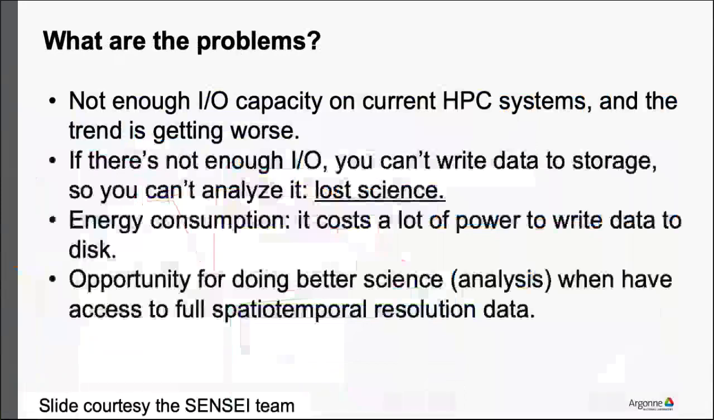So a few bullet points here, also mentioning these things, right? The first bullet point is that there's not enough I/O capacity, and the trend is getting worse. The problem of limited I/O is that you cannot write all the data that you're computing, right? And that may mean lots of science. There's something that you may be missing that is happening in the simulation.